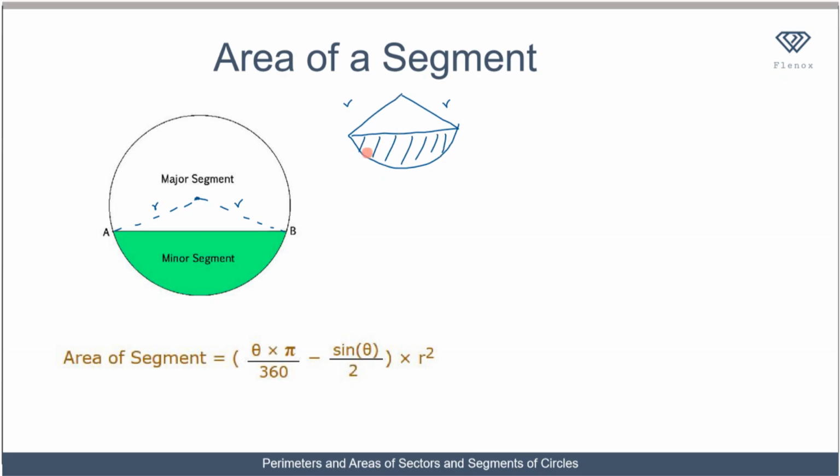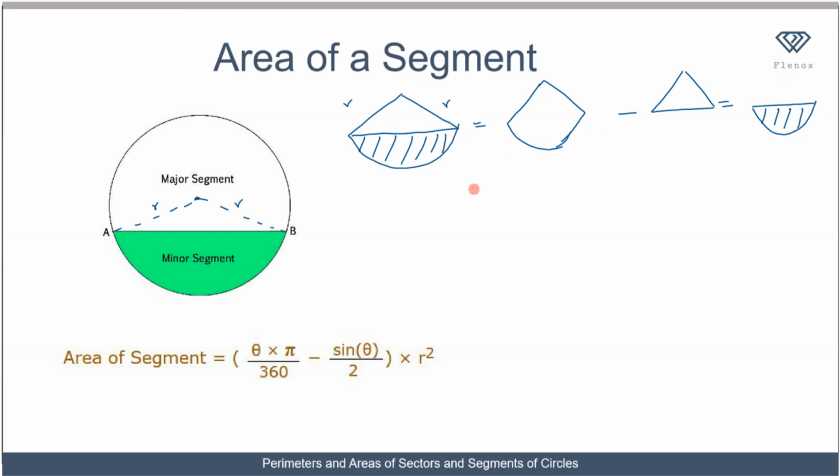As you can see, this figure here is a sector. So what can I do? I can try to find the area of the sector, and then subtract the area of the triangle on top of it. When I subtract the area of the triangle, I'll just be left with the desired segment, this portion.